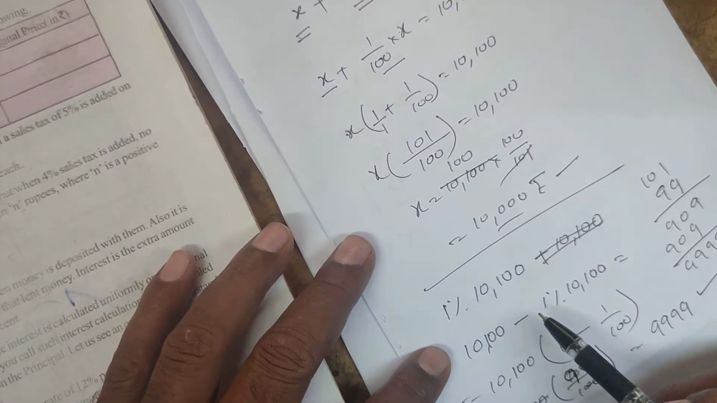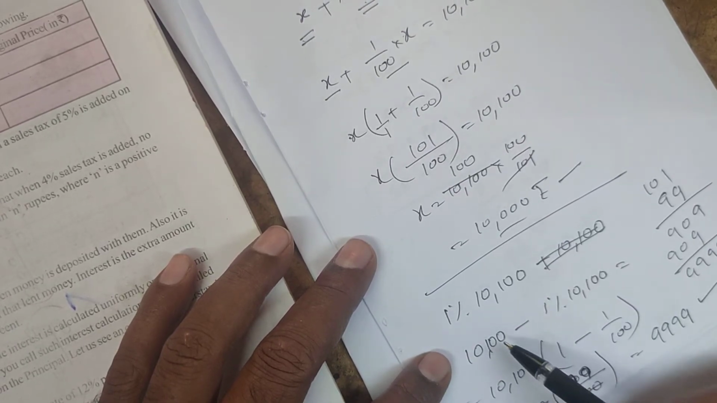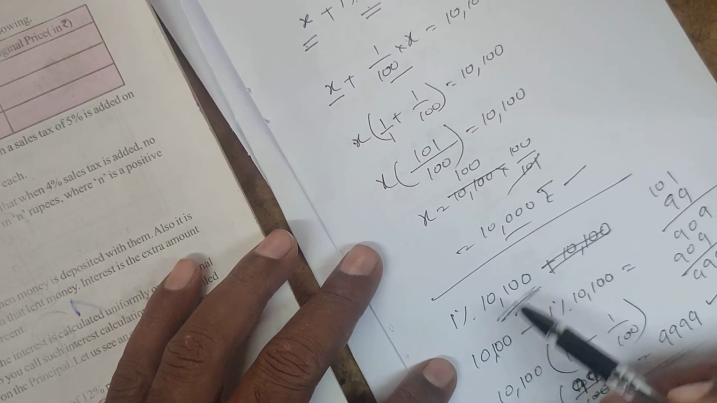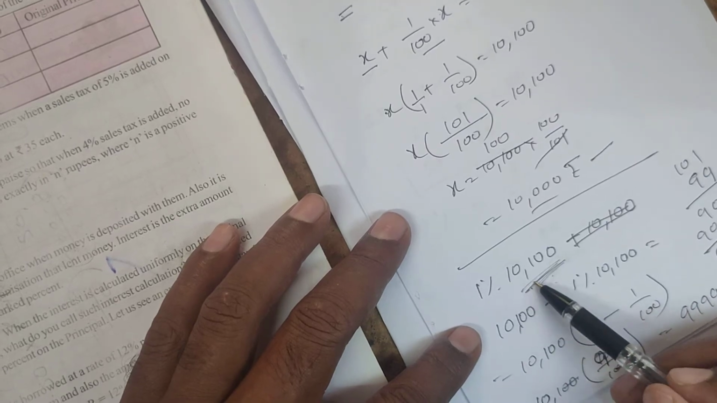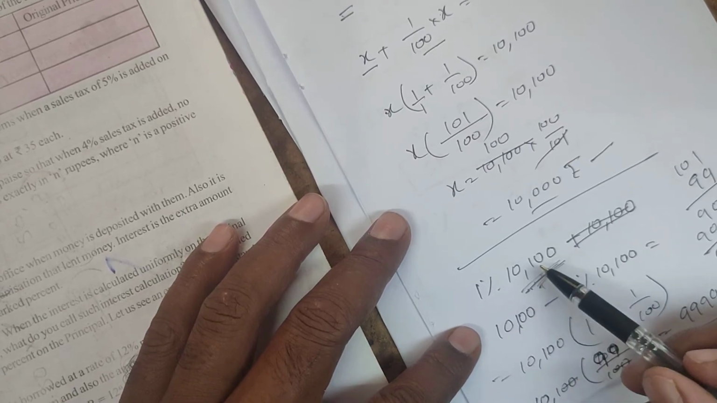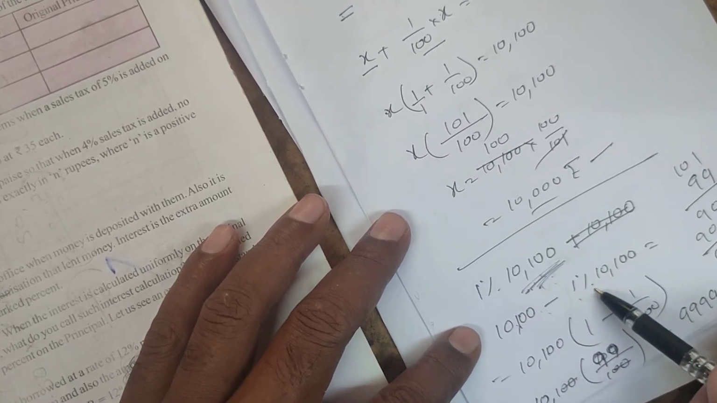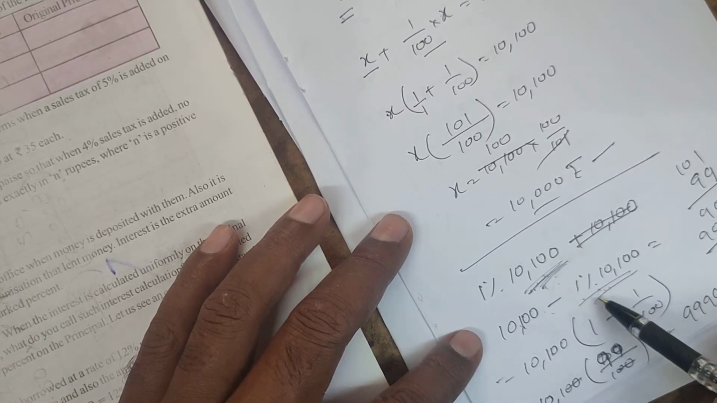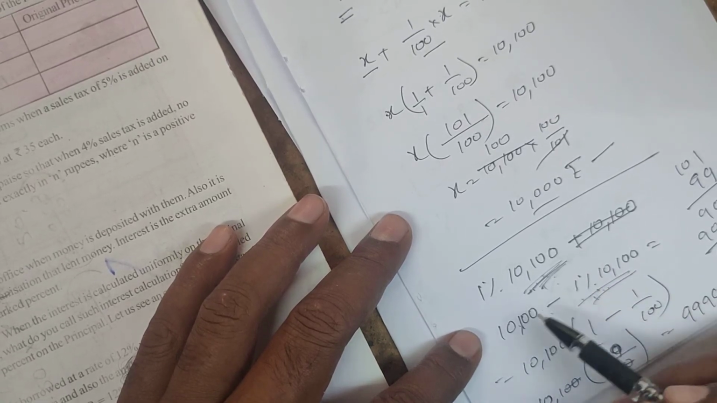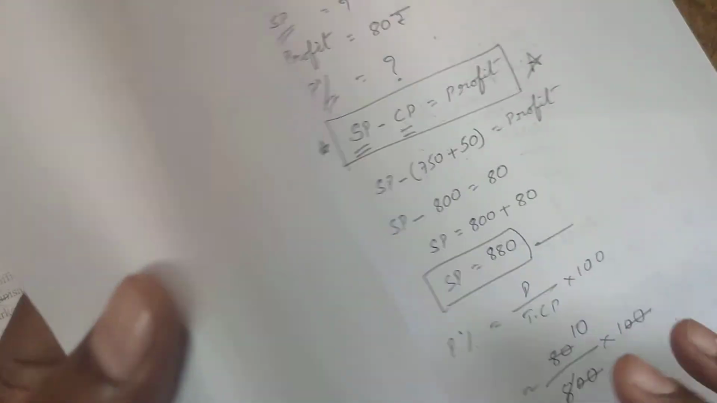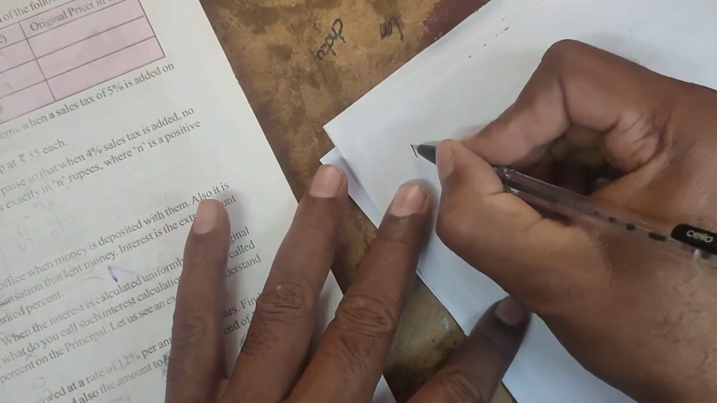So here, 10,100 is the bill amount. In the bill amount, tax is already there. So what he is doing is, from this bill amount he is subtracting that tax, the VAT. The bill amount includes VAT. So 10,100 minus 1% of 10,100. You can do it like this. Next, if you want one more, I'll do it.